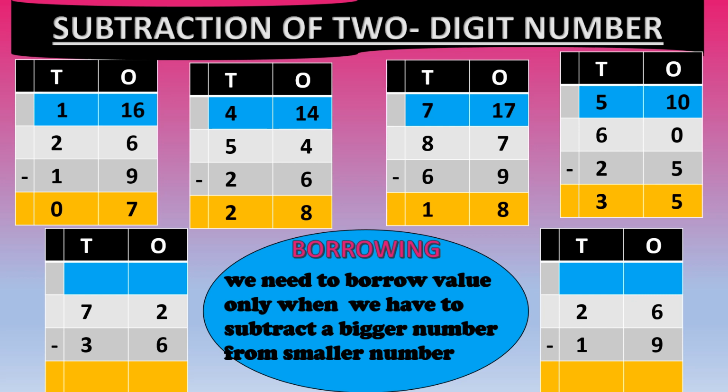Let's look at the next example. 0 minus 5. 0 does not have anything to subtract. Then how can we subtract? It will go to the tens place to borrow a value. Here 6 has given one number. 1 goes to ones. It becomes 10 now. And tens became 5 now. So 10 minus 5 is 5. 5 minus 2 is 3.